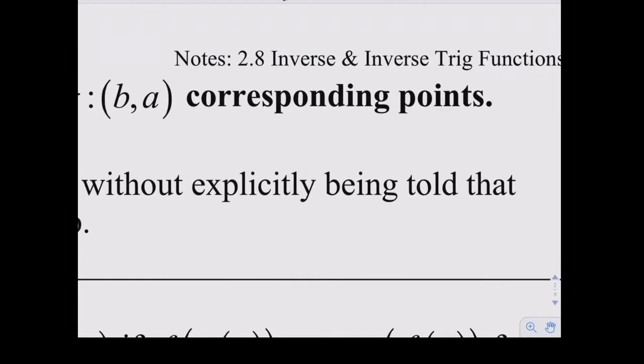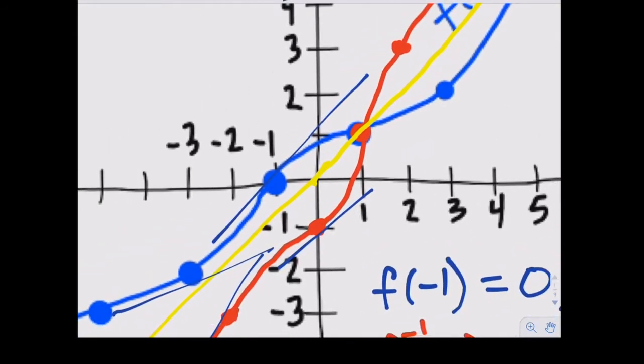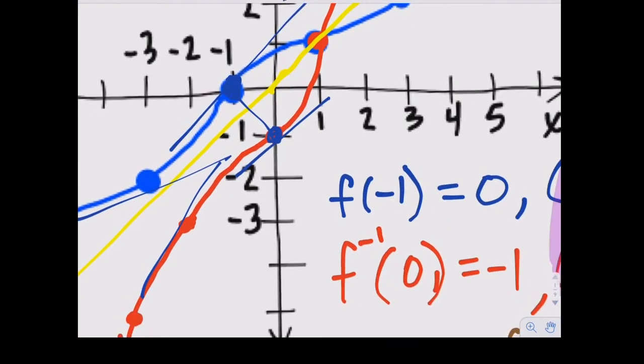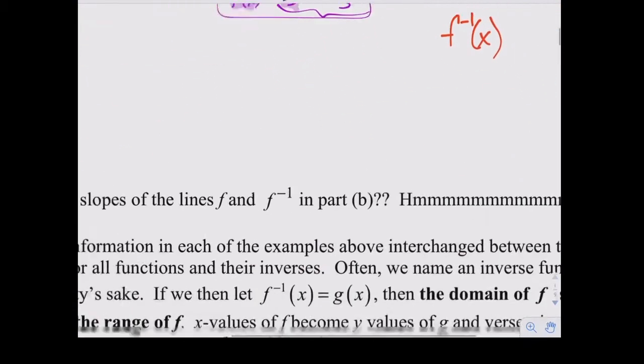The corresponding points was an important thing. We defined that yesterday, right? What are corresponding points when you're talking about a function and its inverse? Points that are flipped, right. So on the blue graph up here, the point -1, 0 is its x-intercept, and the corresponding point on its inverse, 0, -1, is its y-intercept. These 2 points correspond to each other. And if you want to look at them, these 2 points are always going to be reflected across the line y equals x. Those are the corresponding points.